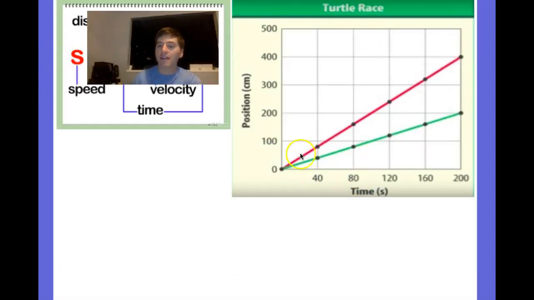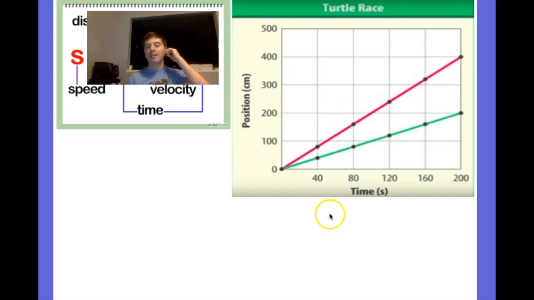And we'll look at this graph. Here's two turtles in a race. One of them is clearly doing much better than the other. Well, which one? I can tell which one because I can see the position versus their time. So in these 200 seconds, this turtle has gone much farther, has gone 400 centimeters. This turtle has only gone 200 centimeters. And this one that's above the other in position is clearly going farther and faster.